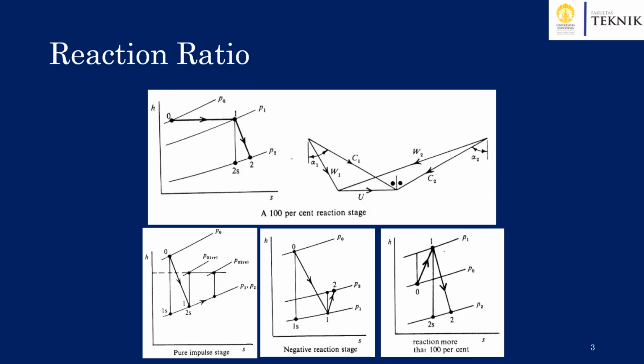The last type of reaction ratio from the velocity triangle perspective we see is when the reaction ratio is 100%. We can see that the velocity triangle is skewed to the right side, and in these conditions alpha 1 and alpha 2, the absolute flow angles at the inlet and the outlet of the rotor, will have the same value, and as a consequence C1 and C2 will also be identical.